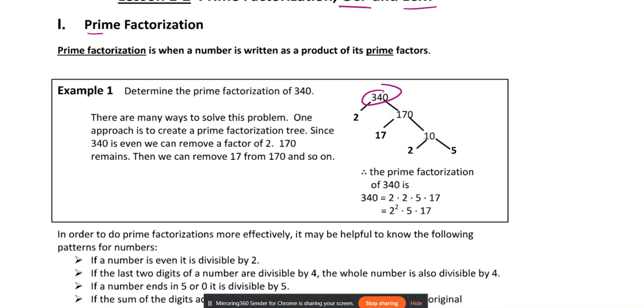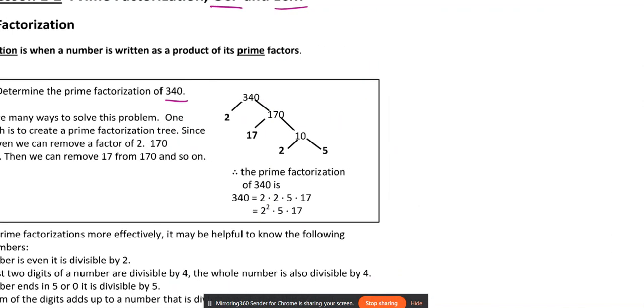If we want to break 340 into its prime numbers, remember prime numbers are numbers that don't go any lower. They're only divisible by themselves and by 1, right? So what we can do is use this tree method. I'll just do it over here too. You'd start off with 340, and then we want to find any two numbers that can multiply to 340. It doesn't actually matter which ones.